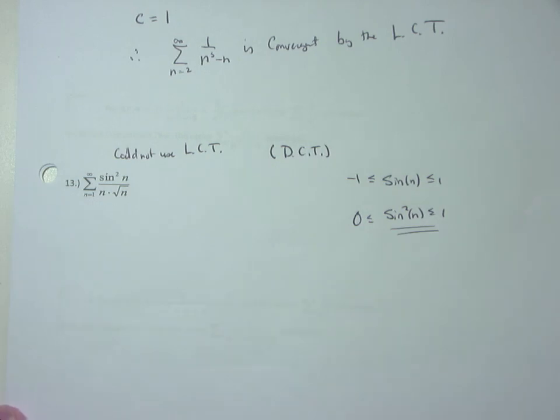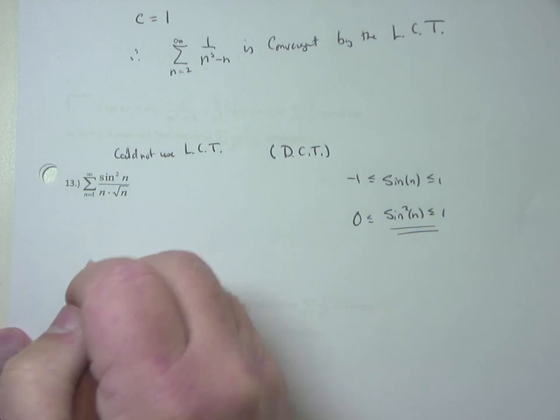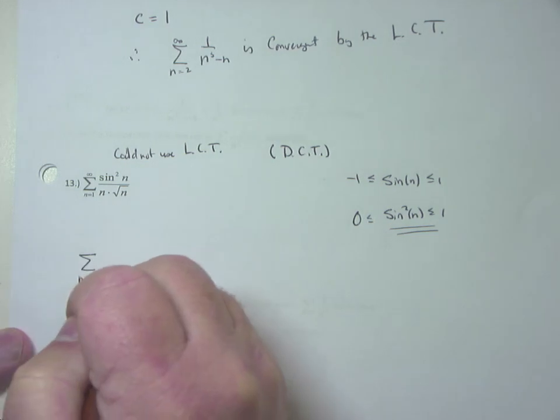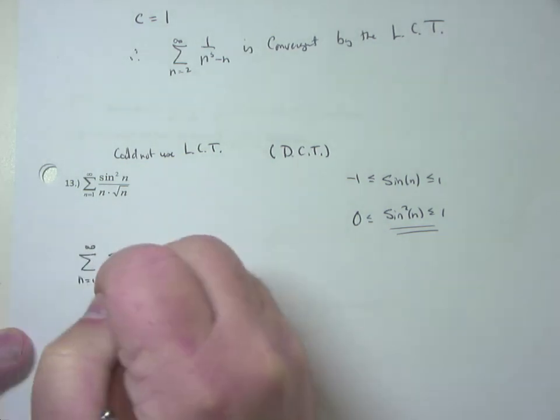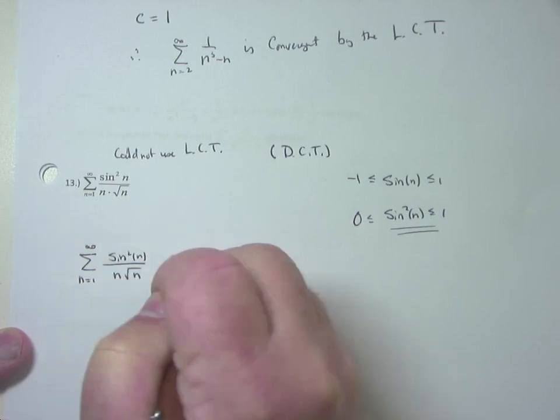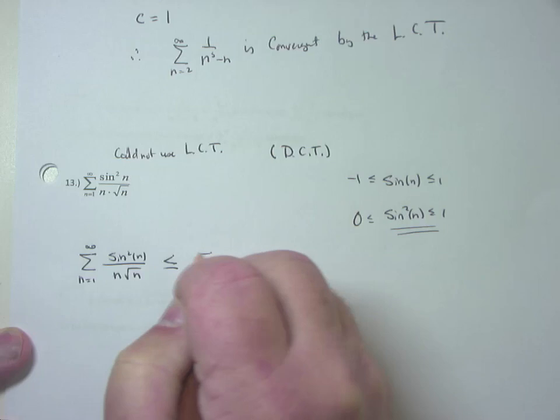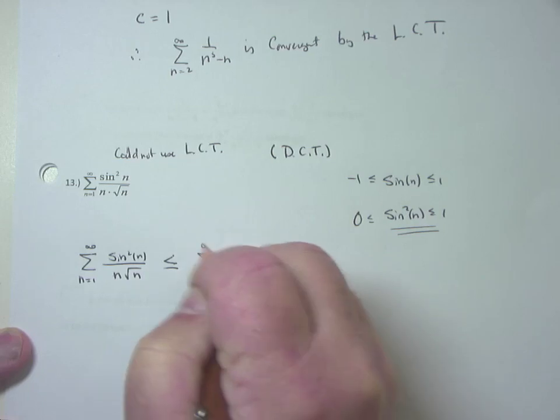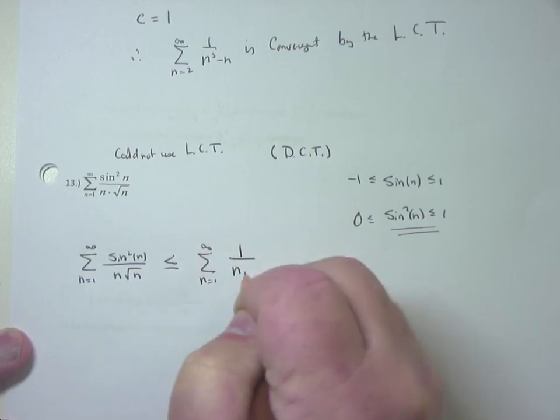So here comes my direct comparison test. Therefore, the sum as n goes from 1 to infinity of the sine squared of n over n times the square root of n would actually be less than or equal to the sum as n goes from 1 to infinity of 1 over n times the square root of n.